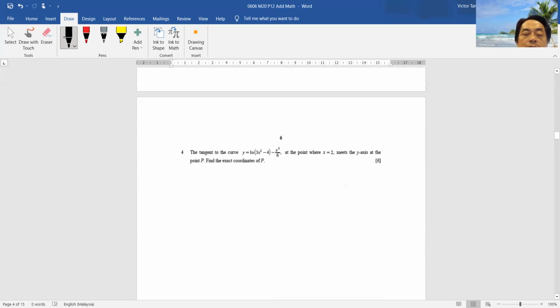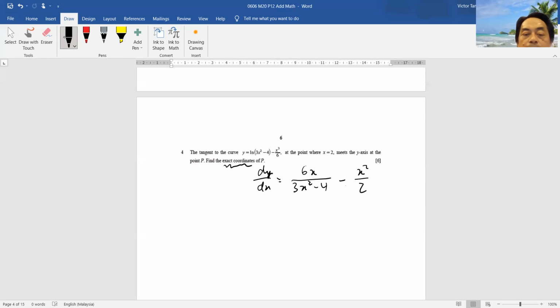The tangent to the curve y equals ln(3x squared minus 4) minus x cubed over 6, at the point where x equals 2, meets the y-axis at a point P. Find the exact coordinates of P. Exact. So you've got the tangent, you've got to differentiate to find the gradient. So differentiate ln, put 3x squared minus 4 as a denominator. Differentiate 3x squared minus 4 is 6x, put as a numerator. Minus differentiate x cubed is 3x squared over 6. So it should be x squared over 2.